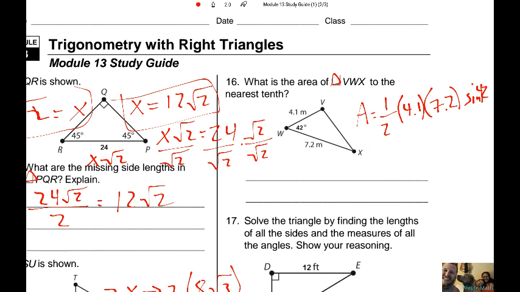Okay, so in your calculator, 42 sine is 0.669 something something, right? Times 7.2 times 4.1. Make sure you're pressing equal after you multiply. And then divide by 2, which is technically multiplying by 1/2. For my area, I have approximately 9.876. They want us to round to the nearest tenth. Remember, this is meters squared, so let's round to the nearest tenth, 9.9 square meters. Okay, so remember that formula and how to use it.